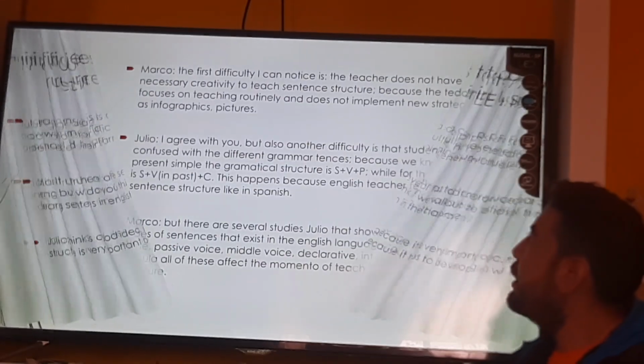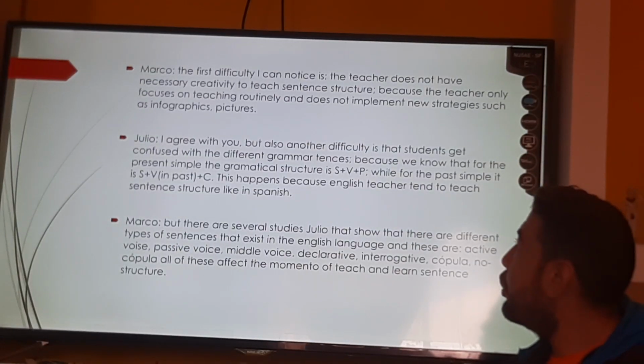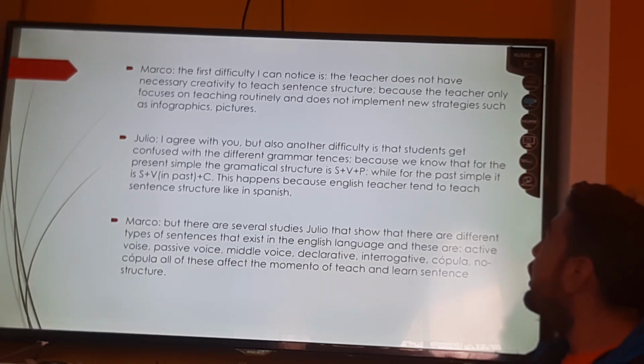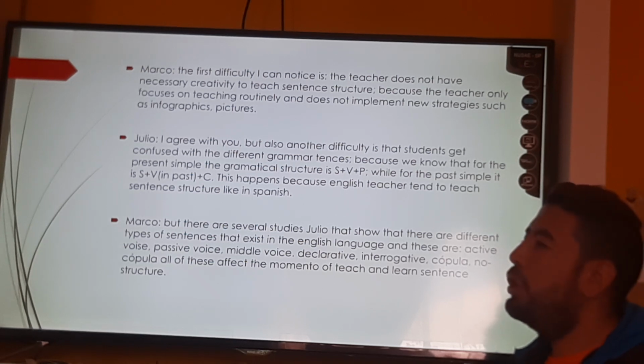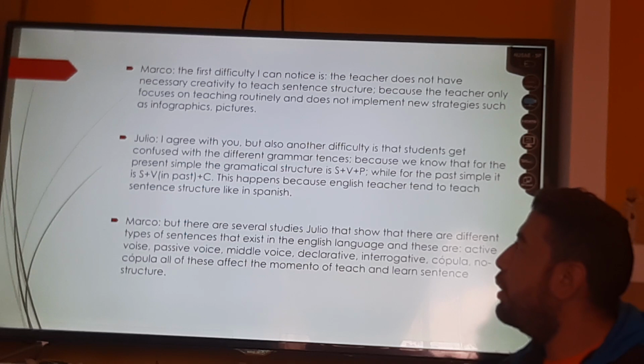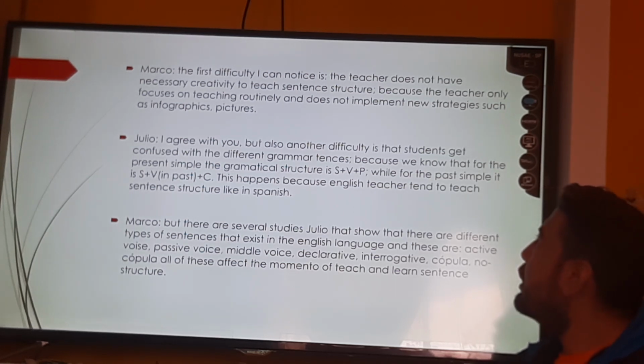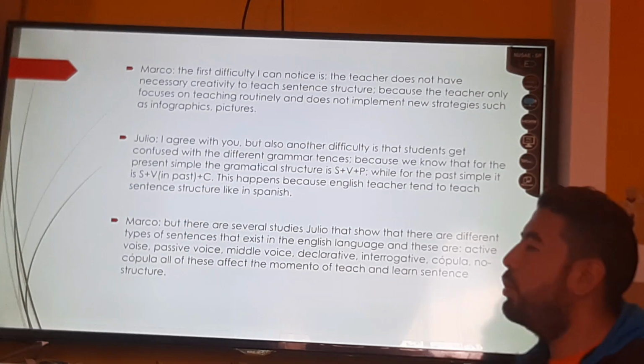Marco: The first difficulty I can notice is that the teacher does not have the necessary creativity to teach sentence structure, because the teachers only focus on teaching routine and do not implement new strategies such as an infographic, picture, etc.